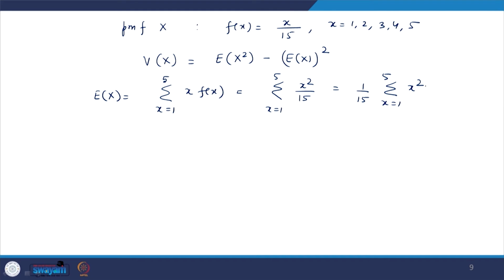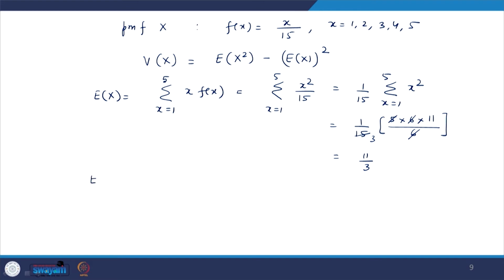Now again, it is nothing but the sum of squares of natural numbers up to 5. As per the formula of sum of squares, it is n into n plus 1 into 2n plus 1 by 6, that is 5 into 6 into 11 upon 6. So, this cancels out, 5 into 3 times cancels out. So, it is 11 upon 3.